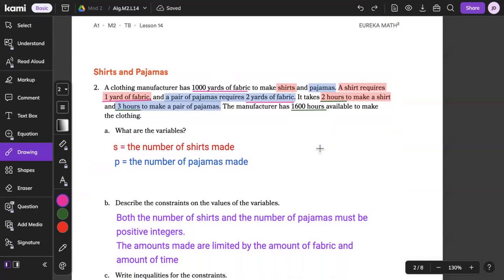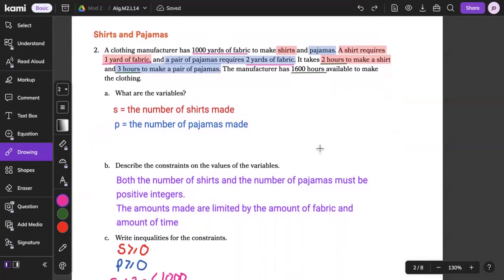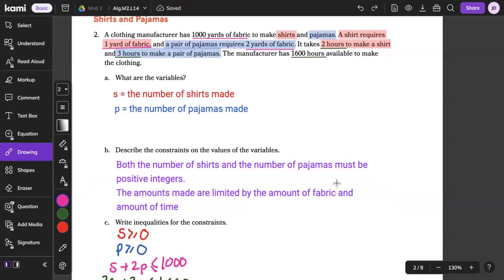So with that, we can write inequalities. The first two are easy. S and P both have to be greater than or equal to 0. That's telling us that they have to be positive. And then you make your linear inequalities based on the other two constraints. So the amount of fabric is going to be 1 yard for shirts, so that would be 1S or just S, and 2 yards for pajamas, so that would be 2P. So 1S plus 2P has to be less than or equal to 1,000 yards because that's the maximum amount they can make. So that's going to be S plus 2P is less than or equal to 1,000.